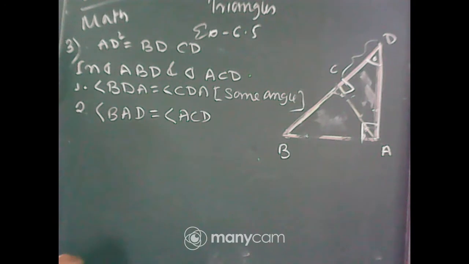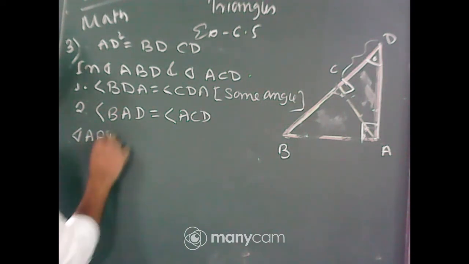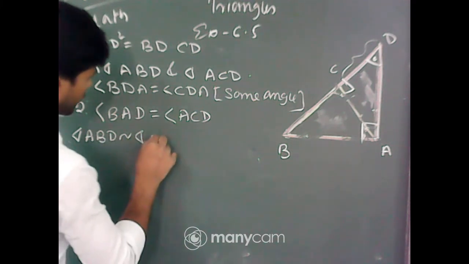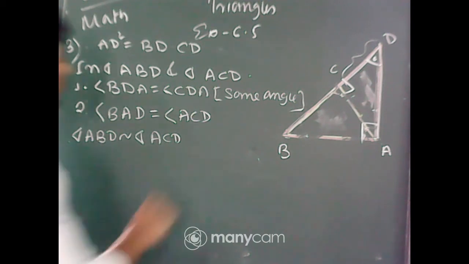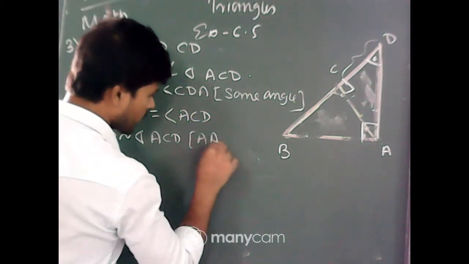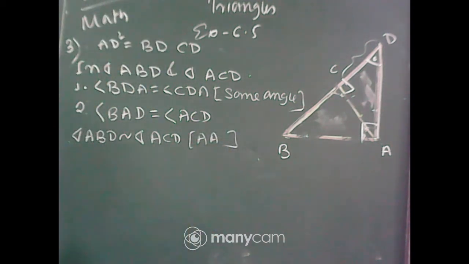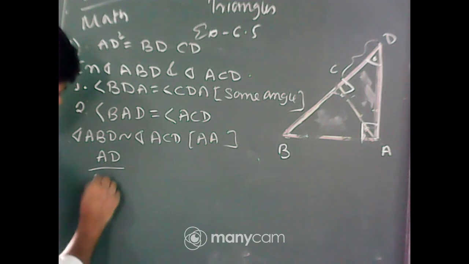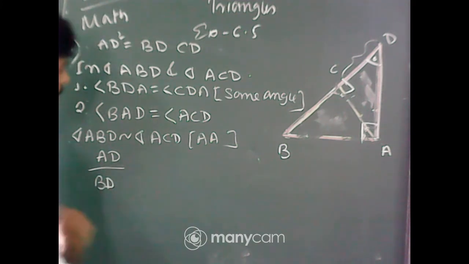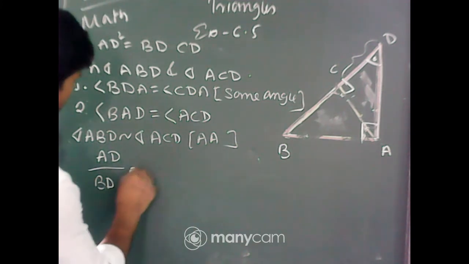So under these two conditions, we can say that triangle ABD is similar to triangle ACD by angle criteria. Whenever we have proven that the triangles are similar, their corresponding sides will also be proportional. So we are taking from triangle ABD, AD by BD. We'll find the corresponding side of AD.